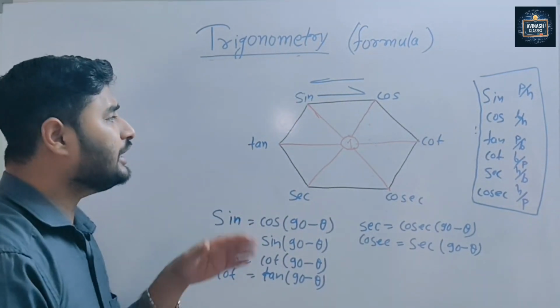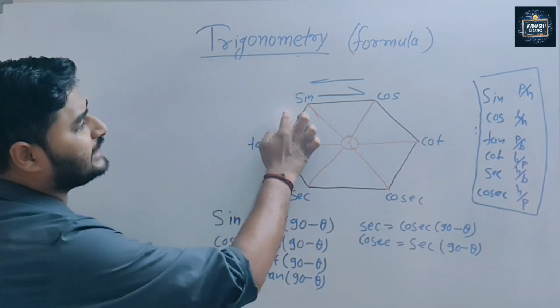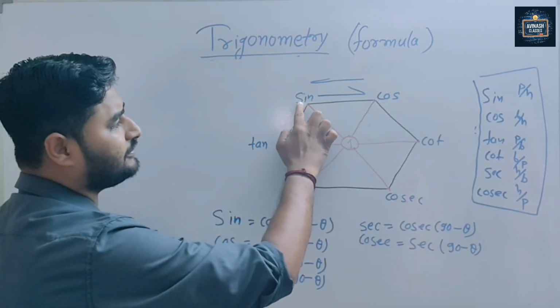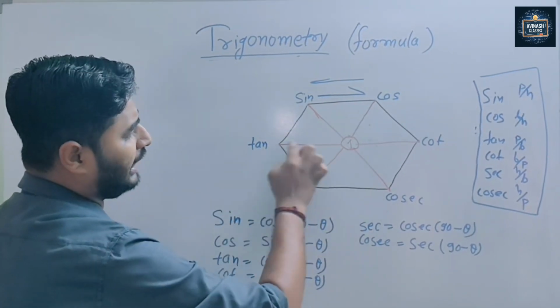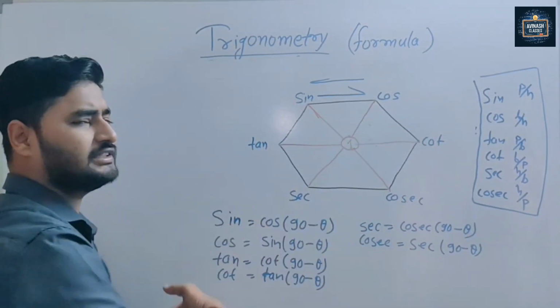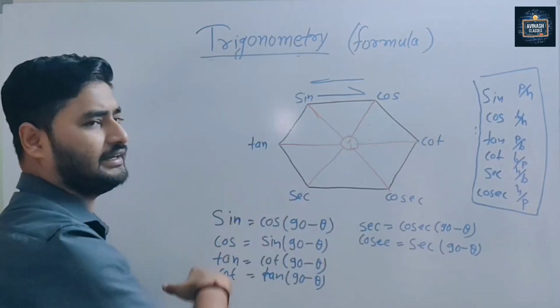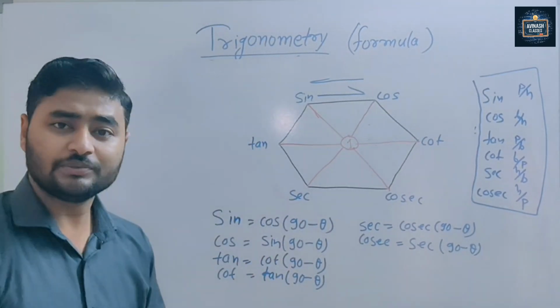So here what did we learn? Simple one. We check in front of. Sine in front of cos, tan, cot, sec, cosec. So just reverse from this side and that side. Okay, so this we understand.